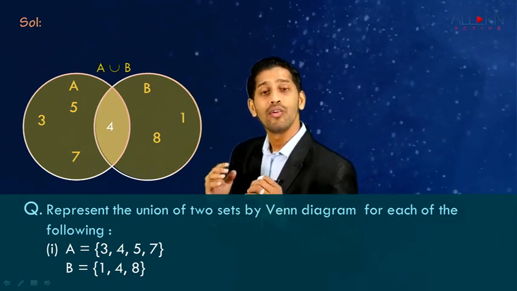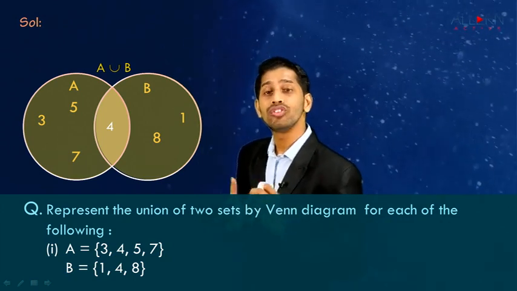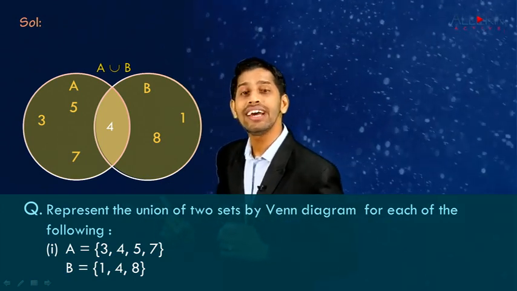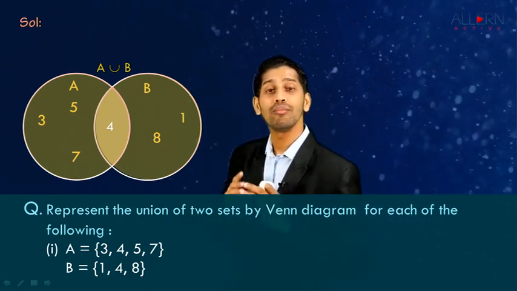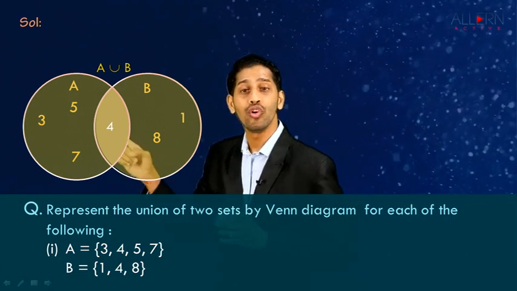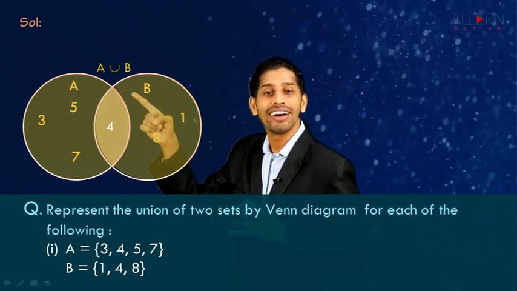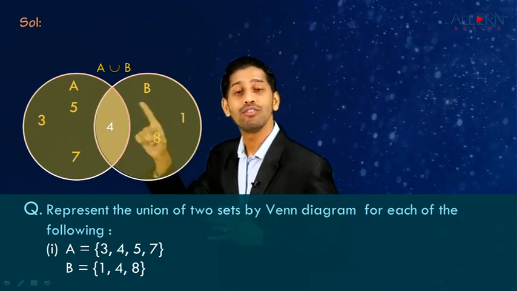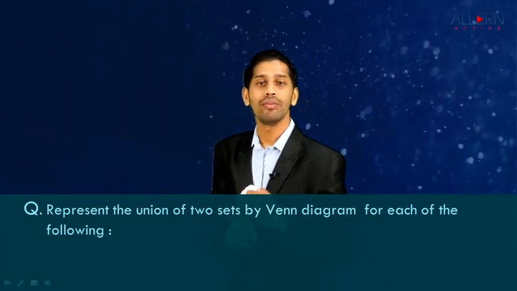Now child, one more important thing. If in the exam the question is to represent the intersection, then intersection means only the common element, that is 4. So in that case we will shade only this common part. We will not shade the entire part. And if the question is union, we have to shade the entire part. Right? Let's take one more question.